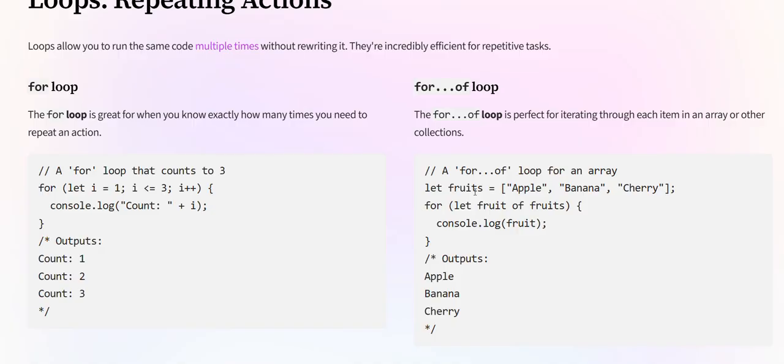When we know the range, when you know that I should run the program this many times, then you can use a for loop. You can also use a for of loop. A for of loop is perfect for iterating over each item in an array or collection of elements. So these were the for loop and for of loop.